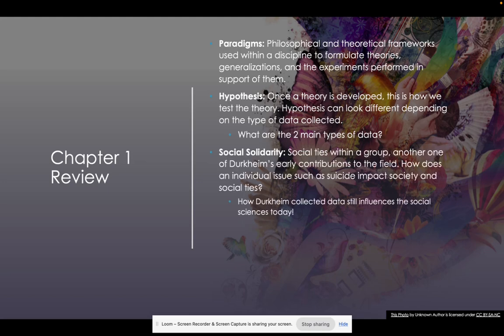Social solidarity. These are social ties within a group. This is another one of Durkheim's early contributions to the field. And I bring this up because the way that he did his study on suicide and how suicide impacts society and social ties still is relevant for how social scientists collect research to this day. And so that becomes important as we drill into different types of research methodologies for week 3.